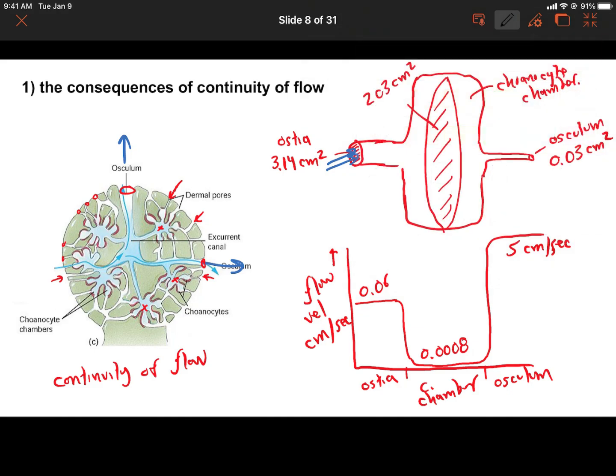This is really interesting for sponges for two reasons. So one is this. The flow velocity in the choanocyte chamber is super slow, so water spends a lot of time in choanocyte chambers in sponges, and what that means is that choanocytes have a lot of time to remove particles from that water. So they are very efficient at removing particles from water.